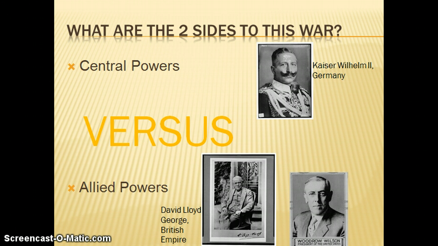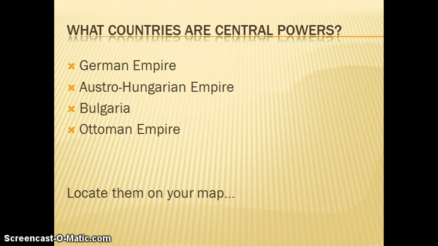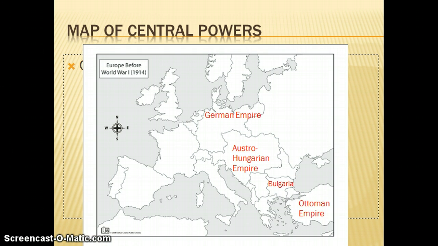All right, now we come to what countries make up the Central Powers. Those four main nations are the German Empire, the Austro-Hungarian Empire, Bulgaria, and the Ottoman Empire. Now I'm going to ask you to locate them on your map. I'm going to flip to a slide right now that shows you where each one is. Make sure that you label them in red.